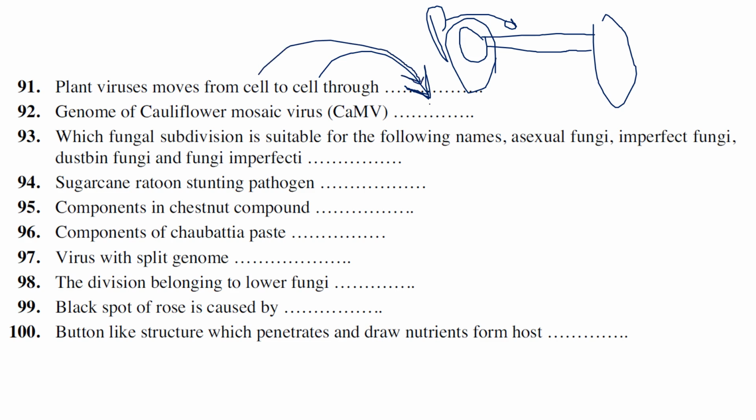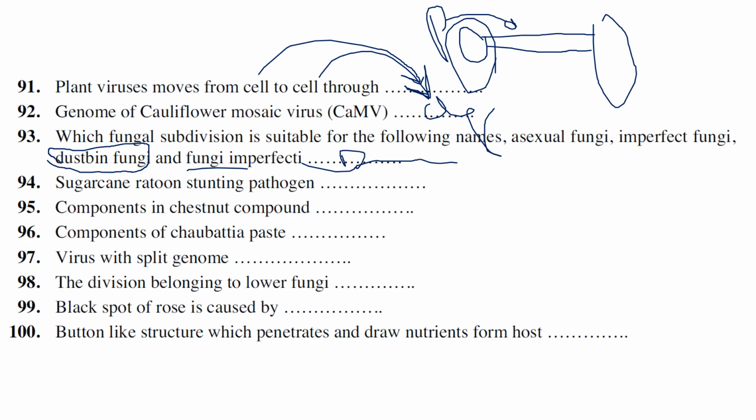The genome of cauliflower mosaic virus is double-stranded DNA. Which fungal division is suitable for the following names? Asexual fruiting body, imperfect fungi, dustbin fungi, and fungi imperfecti. Generally these terminologies relate to the Deuteromycota group of fungi, because Deuteromycota means fungi imperfecti, dustbin fungi. There is no sexual stage, that's why it's called asexual fungi. Fungi imperfecti was given by Fackel, C.T. Ingold used Deuteromycota as the dustbin fungi.